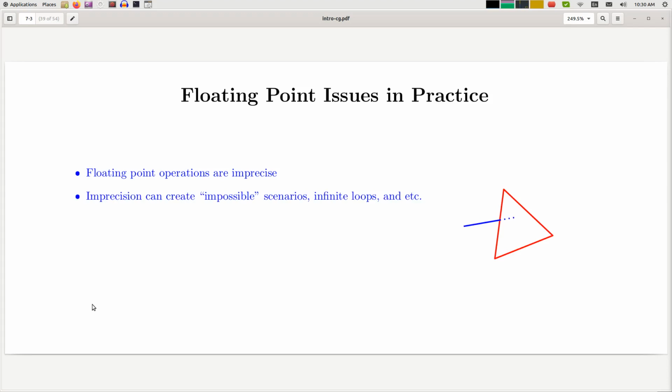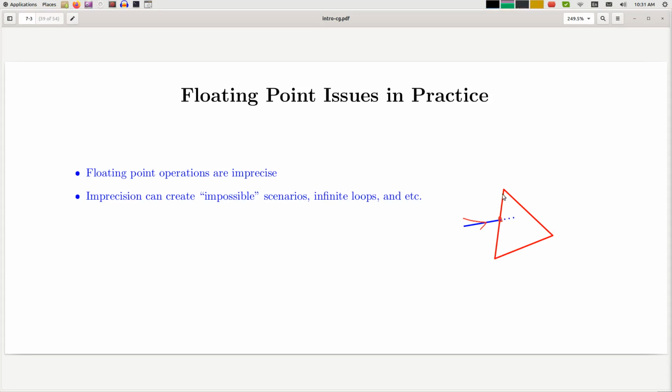In particular, the imprecision can cause lots of weird stuff to happen. For example, you have a triangle, this red triangle, and you have a line. This line goes through the triangle. Obviously, if it intersects one edge of the triangle, it must intersect one of the two other edges. One of the common things to solve in computational geometry is that you have a line like this, and you want to know where it intersects this triangle. One way to do this: let's say you have this intersection point, so you know that the line intersects this edge of the triangle. You want to know which one of the other edges is intersected.